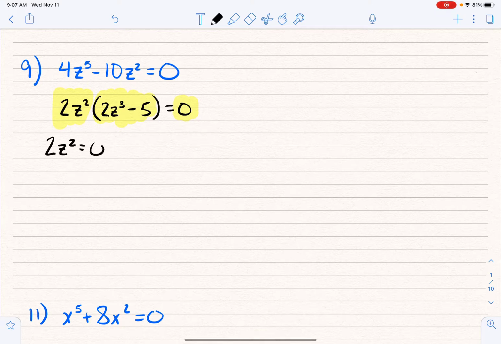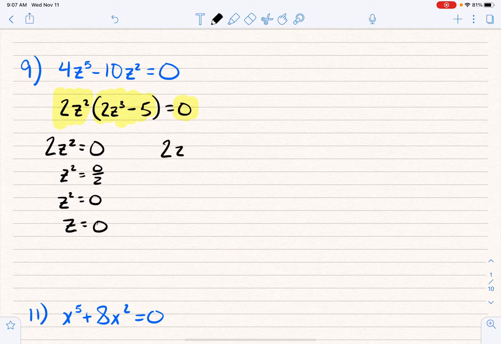I say 2z squared equals 0, which would mean that z squared is equal to 0 over 2, or 0. So therefore, z squared is 0. So therefore, z is equal to plus or minus 0, which is, of course, 0. Now, I didn't have to show all those steps. I'm just trying to make sure I'm not losing anybody.